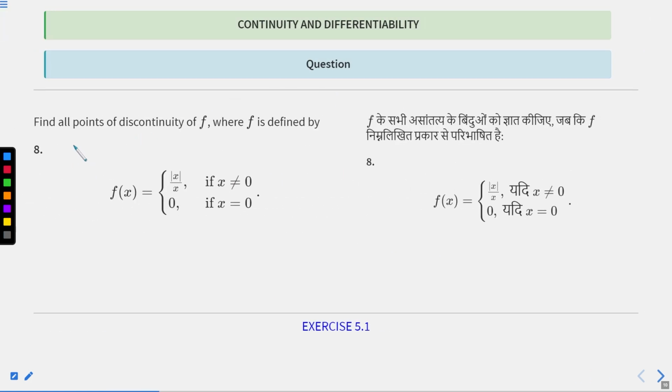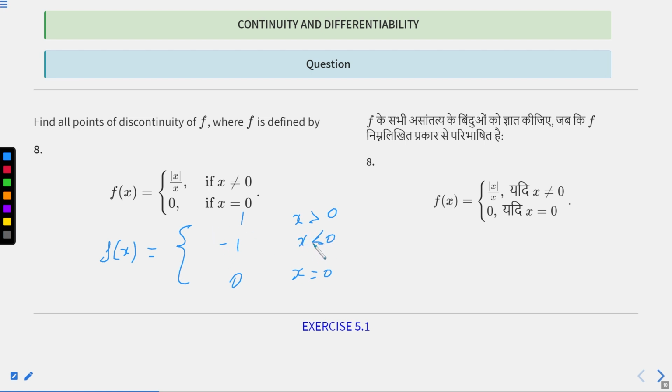Problem 8. The same thing, we have to find the discontinuity. So I can define it in a more easier way. If x is 0, we already know that it is 0. If x is positive, then this will be x by x. If x is negative, then it will be minus x by x. Yes or no? As you can see, this will be just 1. This will also be 1. So you have this thing.